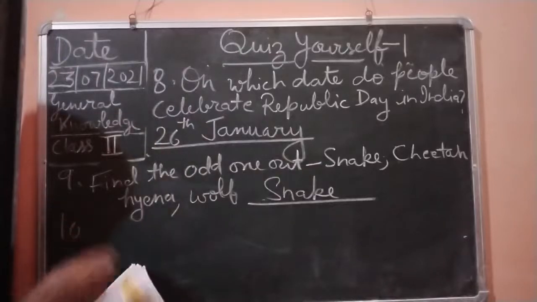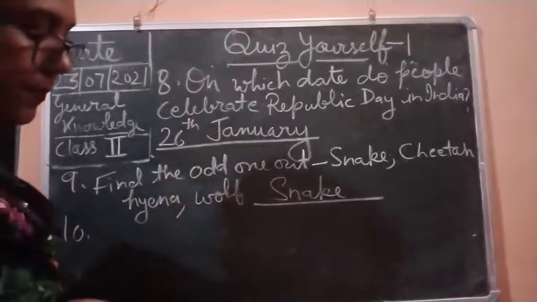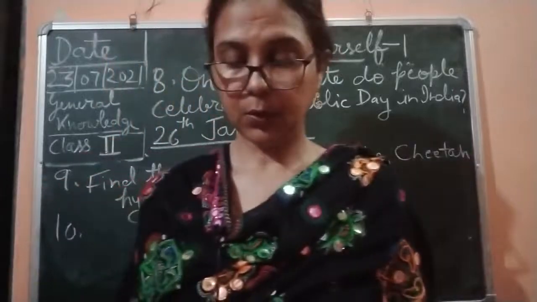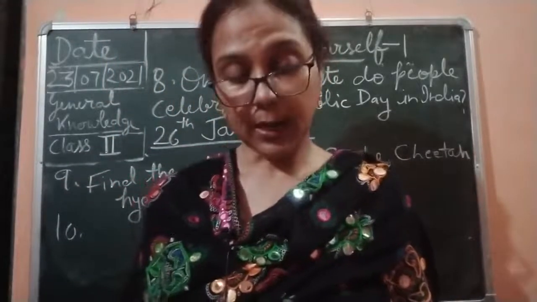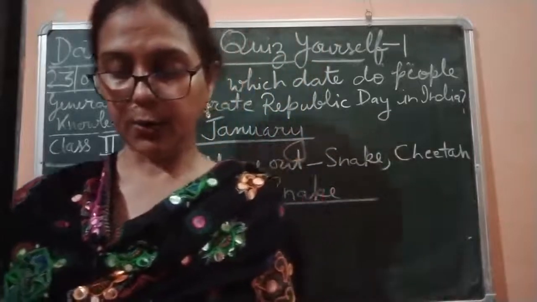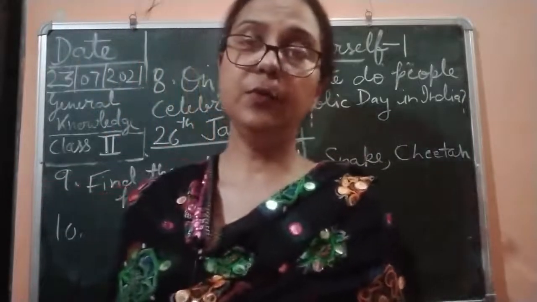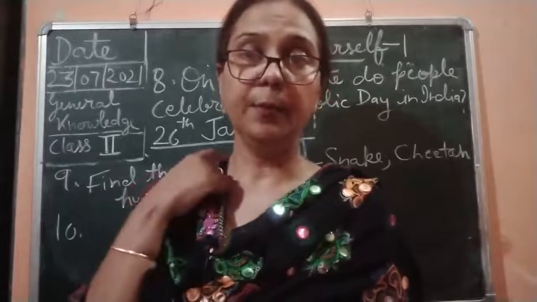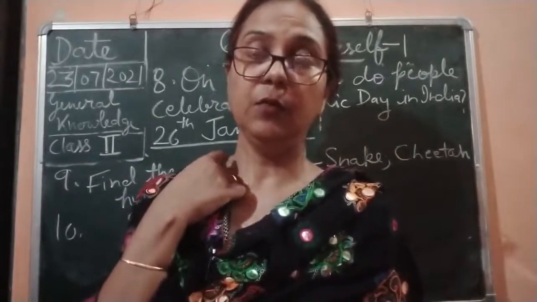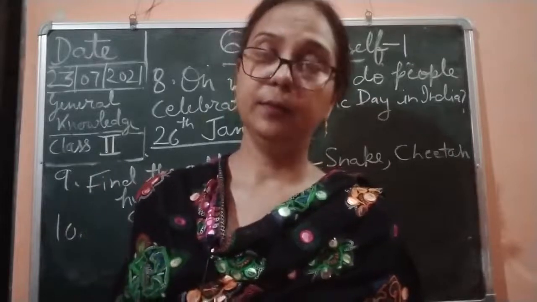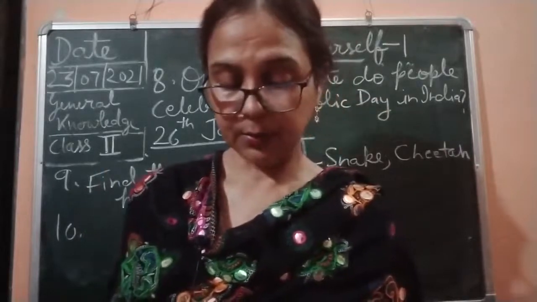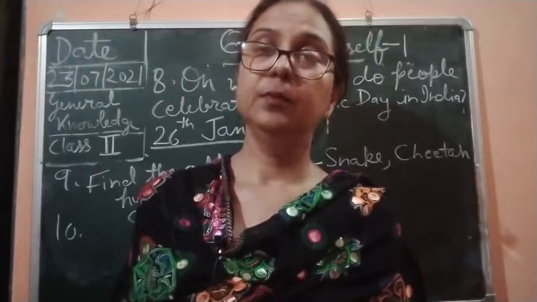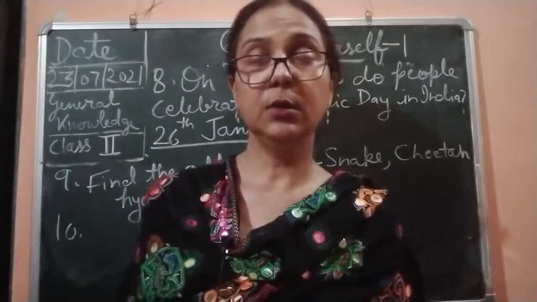Now number 10. On number 10 you can see, which of these characters from stories had a magic lamp? Okay, Mowgli, Aladdin, or Little Red Riding Hood? Now Mowgli, if you will see the Jungle Book, you can see he did not have any type of magic lamp. He was a jungle boy, and who lived in the forest. Little Red Riding Hood, you have already heard about this.